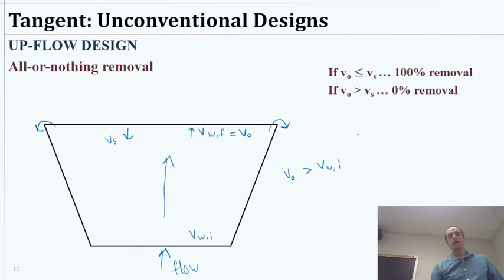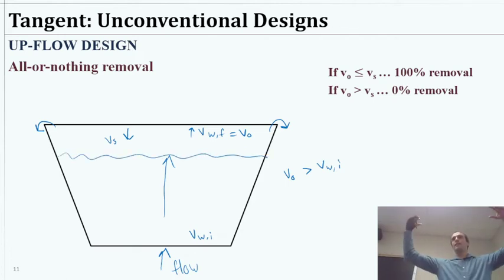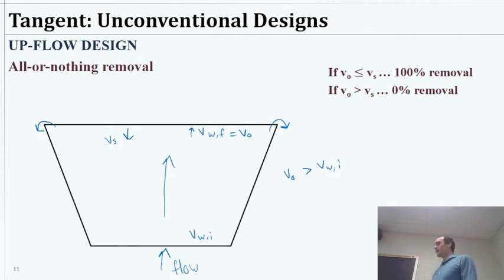Otherwise, we get 0% removal because the particles are just taken over the edge. Okay, so it's kind of an odd system. Maybe it makes sense with particular types of particles if they're very sticky naturally and are going to stick together and make a little blanket of particles at some level, because they're fast enough to go downwards to that point and then they're going to catch. Maybe there are some interesting systems where that makes a lot of sense, but it's not very typical.